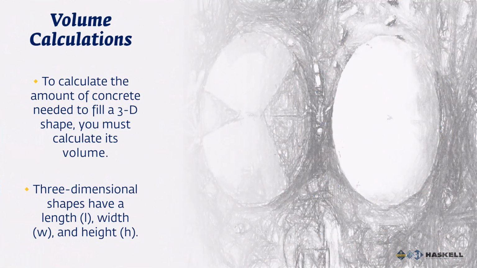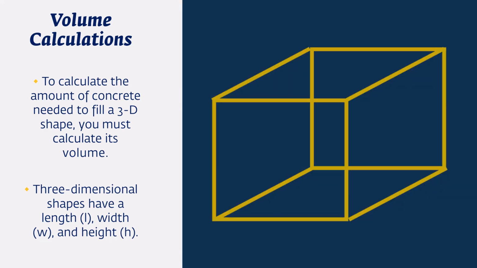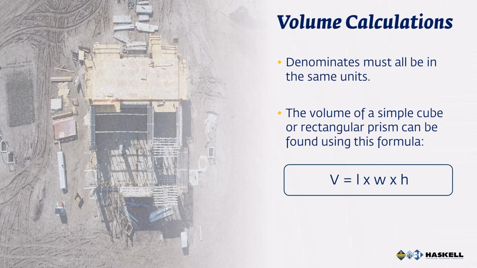It is often necessary to know the volume of a 3-dimensional shape, especially when it comes to calculating the volume of concrete needed to fill it. 3-dimensional shapes have 3 dimensions: length, width, and height. The interior volume of a 3-dimensional object is always stated in cubic units, such as cubic feet or cubic inches. The volume of a simple cube or rectangular prism is equal to its length times its width times its height. Remember, however, that the dimensions must all be in the same units.